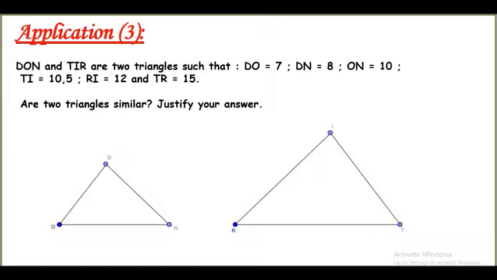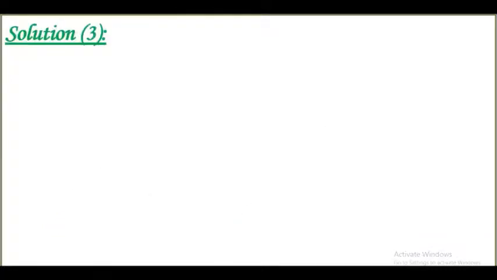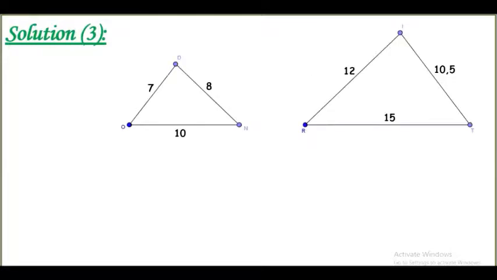So, in triangle ODN, I have OD is 7 cm, DN is 8, and 10 cm for ON. In the triangle RIT, RI is given to be 12, IT equals 10.5, and at last RT is equal to 15.